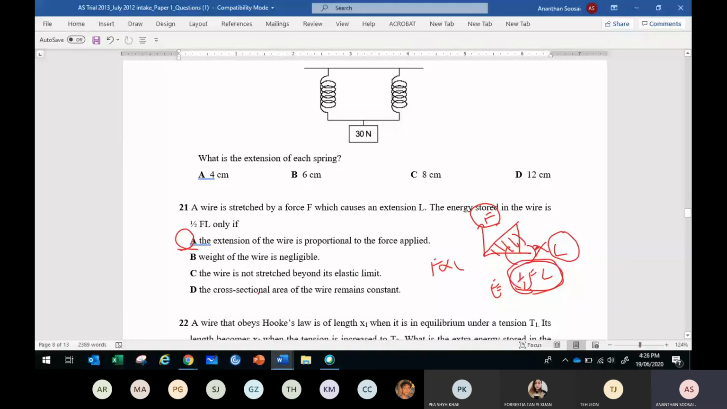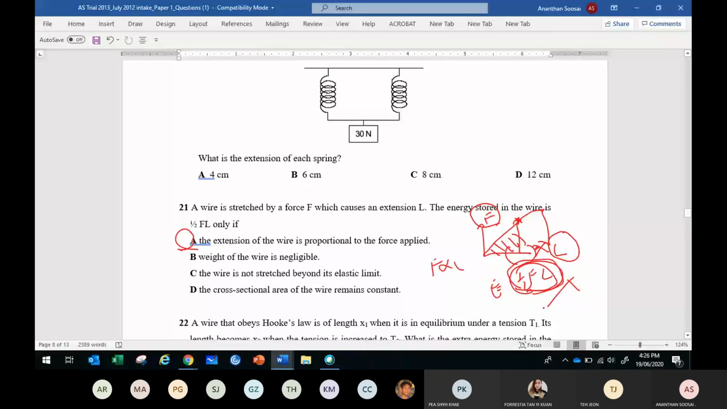The weight of the wire being neglected is not relevant. The wire is not stretched beyond elastic limit? The wire is not stretched beyond the limit of proportionality would then be the answer, not elastic limit. At the elastic limit, the graph is already curved a little. I told you the limit of proportionality is the tip of the straight line, where Hooke's law is considered. After that, the graph is already curved, so half FL is not applied anymore. So A is the answer.